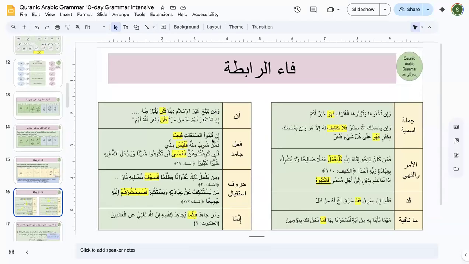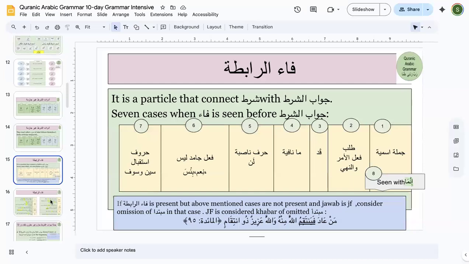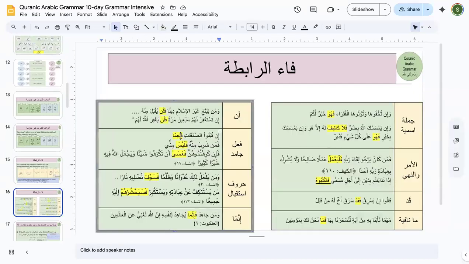And if you have fail jamid, in tubdu sadaqat fa ni'imma. So ni'ma, bi'sa, all those fail, these are your jamid of all I gave you in the previous slide. This ni'ma is coming as jawabu shart in here. So you require fa'u rabita because it is jamid. It is your jamid fail. It does not have any present tense form, does not have any command form to it.